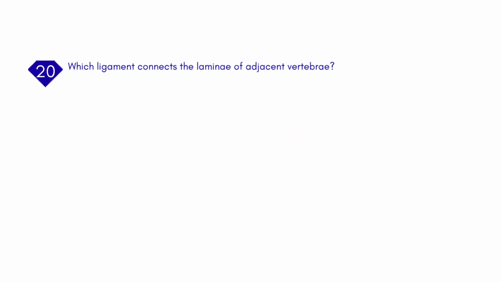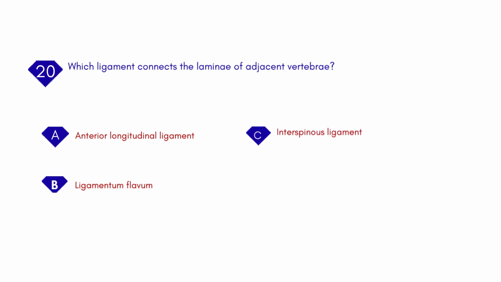Which ligament connects the laminae of adjacent vertebrae? A. Anterior longitudinal ligament. B. Ligamentum flavum. C. Interspinous ligament. D. Supraspinous ligament. Answer: B. Ligamentum flavum.